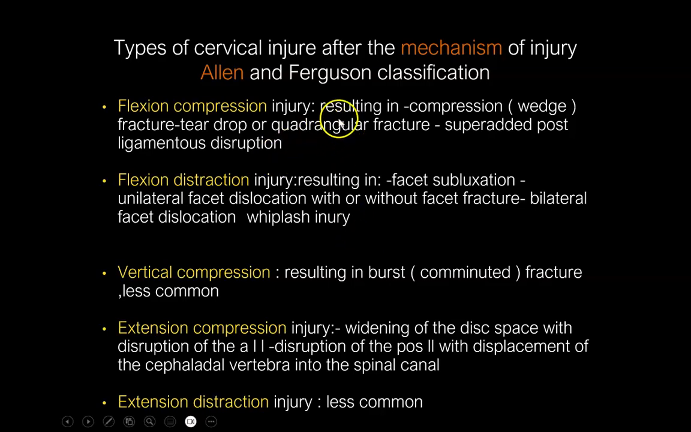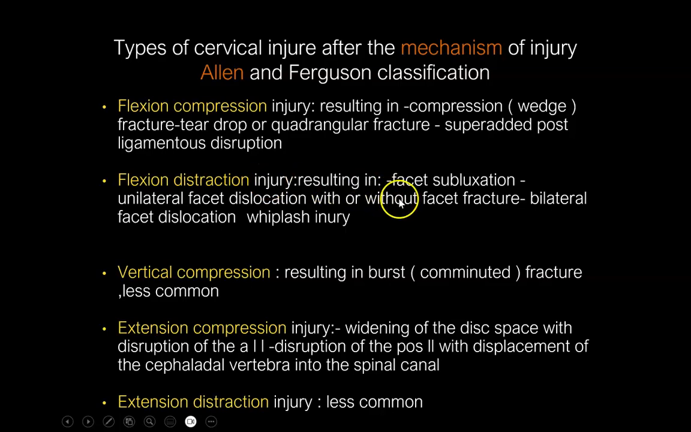The flexion with compression results in wedge, which is the compression fracture or teardrop fracture, and can have superadded posterior ligamentous injury. Flexing the neck and having a heavy object on the skull, or jumping in shallow water, you have flexion of the neck with load on the skull.